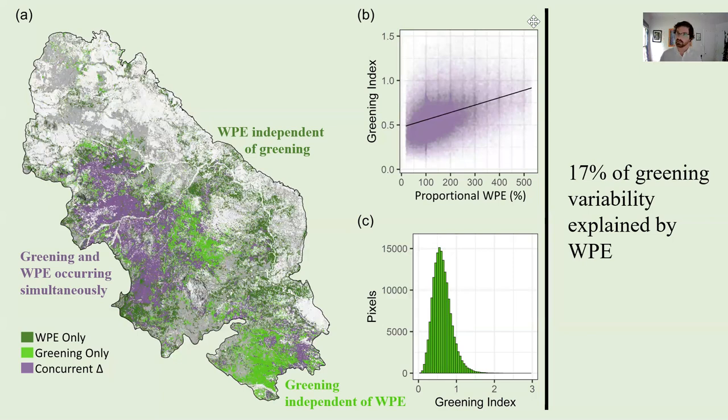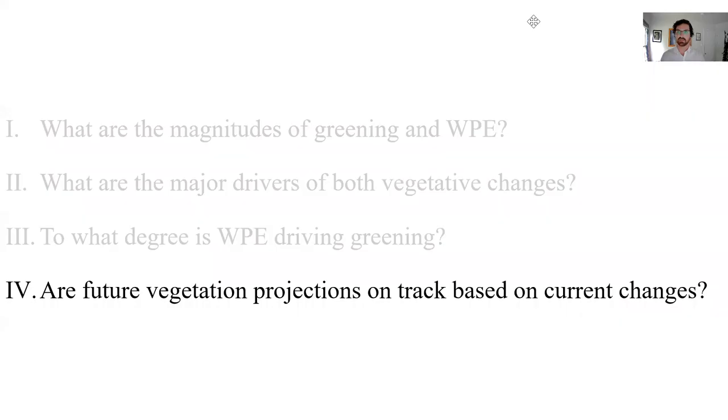Obviously, we can't get at causality with just that, but what we can do is plot greening and woody plant expansion together, and we see this really strong, powerful relationship, with the highest proportional woody plant expansion being associated with the most greening in terms of the greening index. So it's strong evidence that woody plant expansion is a big part of the greening phenomenon, and indeed 17% of greening variability is explained by woody plant expansion. So a good amount of evidence for synchrony between the two vegetative changes.